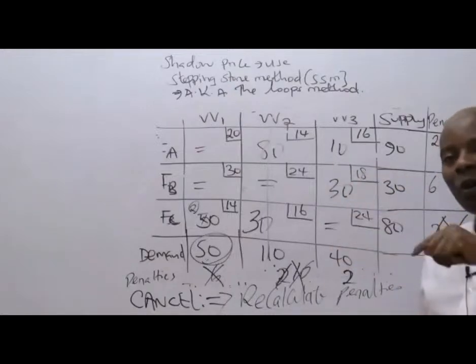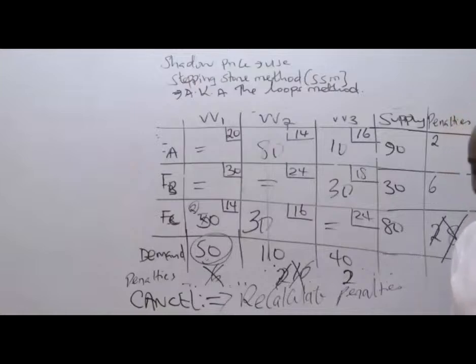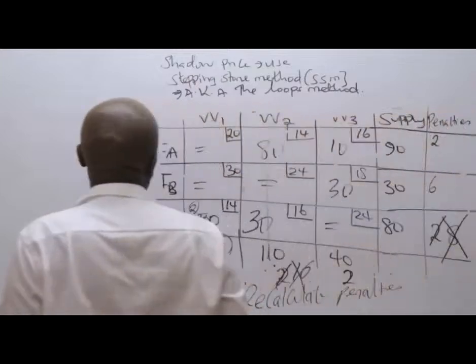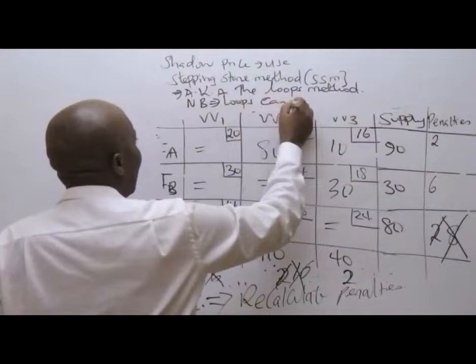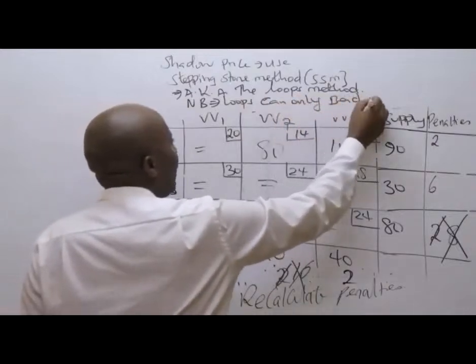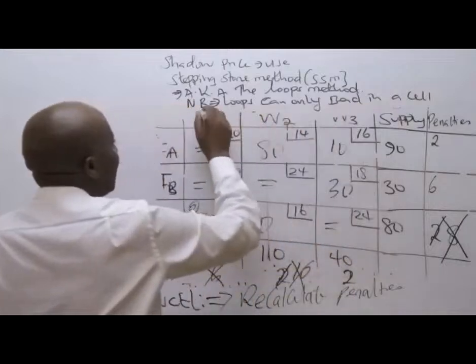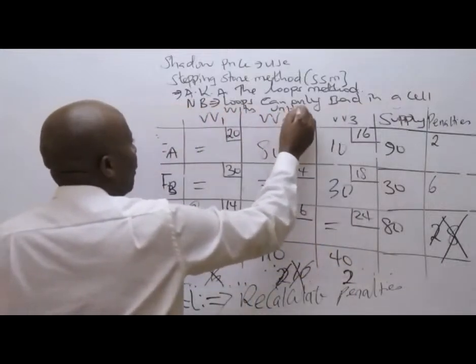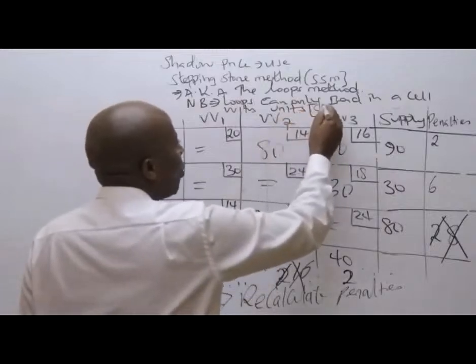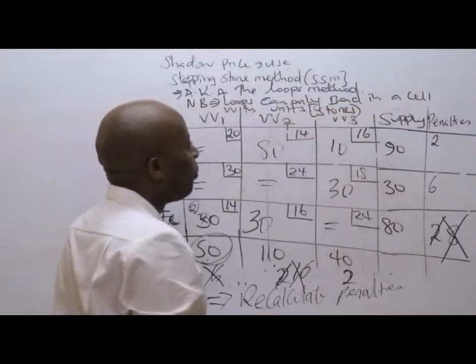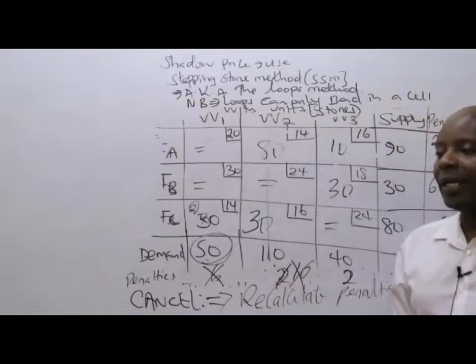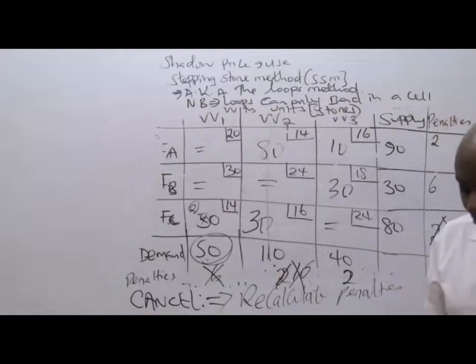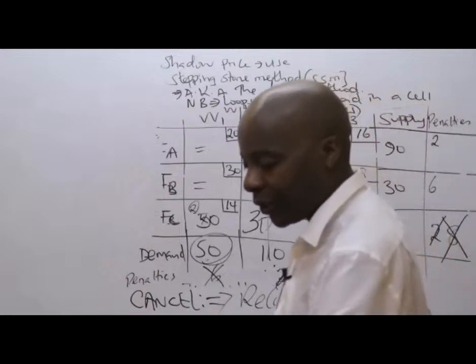But remember, as we move around our loops, loops can only bend in a cell with units. Note that loops can only bend in a cell with units. Units are the ones we are calling what here? Stones. Loops can only bend in a cell with units.